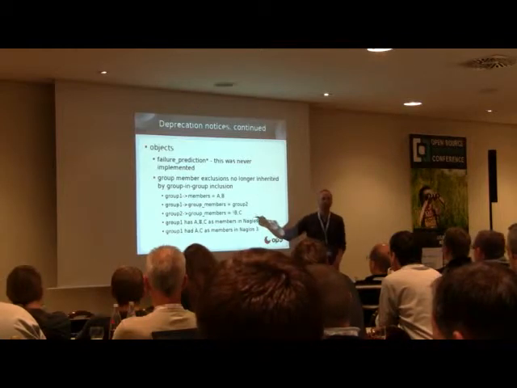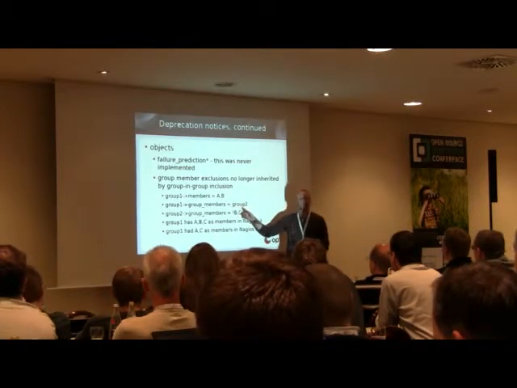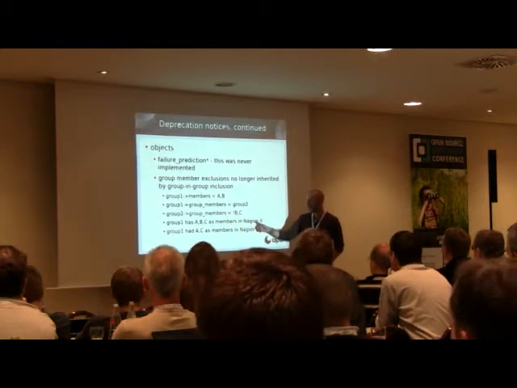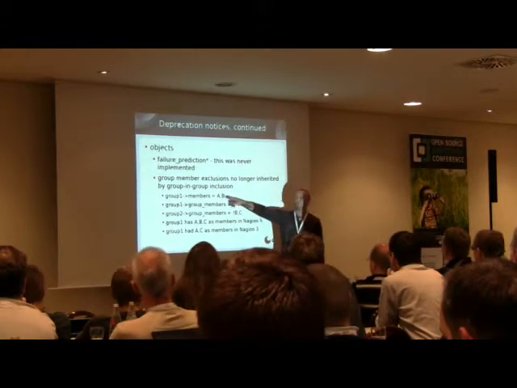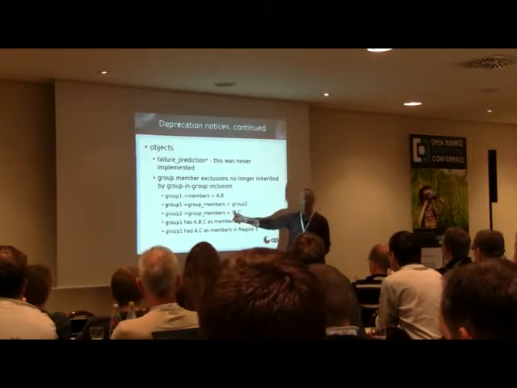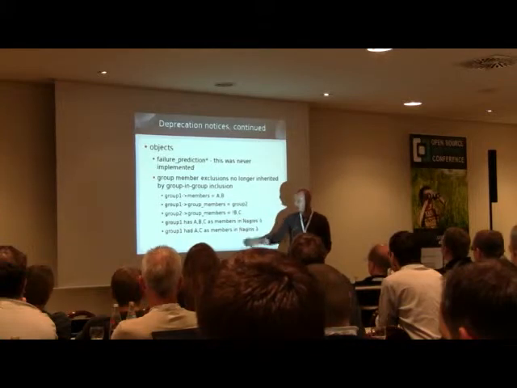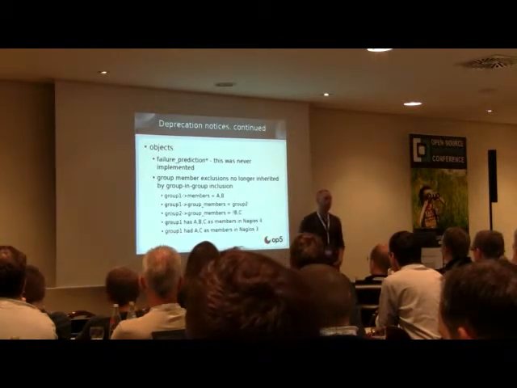If you have one group with members A and B, and group 1 includes group 2, if group 2 excludes B but includes C, then in Nagios 4, group 1 will have A, B, and C as members because the explicit inclusion here trumps the exclusion from here. We no longer inherit exclusions, basically. In Nagios 3, it would be A and C that were the members.